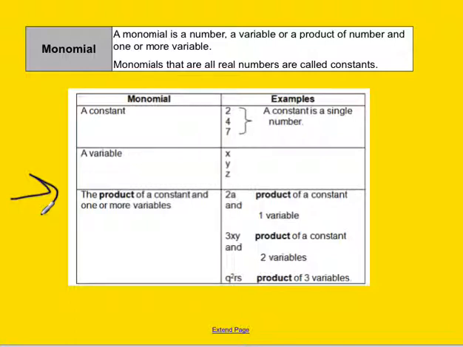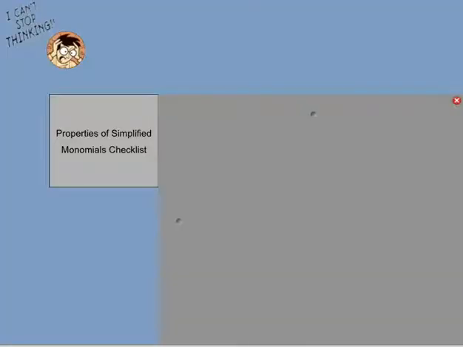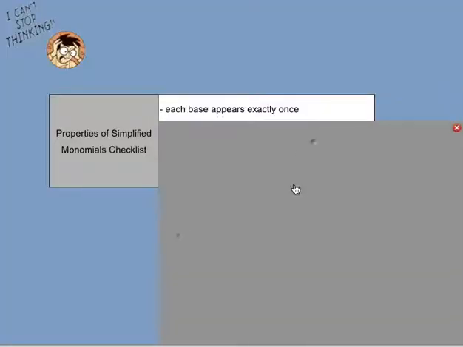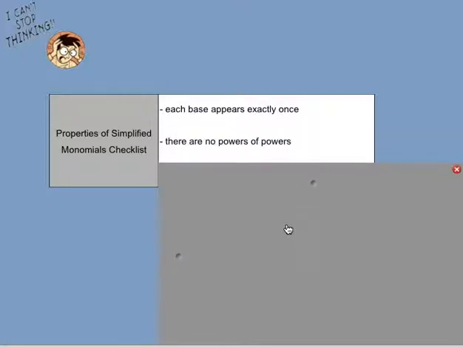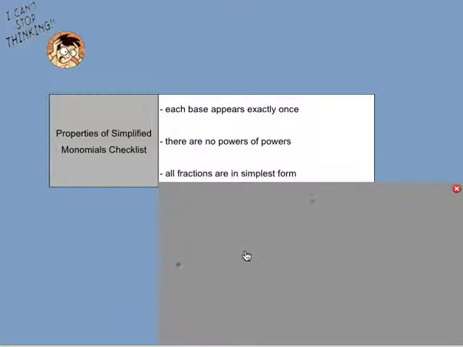So let's take a look at how we're going to simplify these, because we're going to start multiplying some monomials. So how do we know when it's fully simplified? First thing, each base needs to appear exactly once. So please make sure you're writing this down. Okay, so each base needs to appear exactly once. Next, there are no powers of powers, so we don't want to have 2x squared and all of that raised to the third power, because then it isn't fully simplified. Next, all fractions are written in simplest form. So if you have the fraction 4 over 6, that's not completely simplified. You can reduce that fraction. We'll be talking about that more on our next note sheet, but it's something to keep in mind.